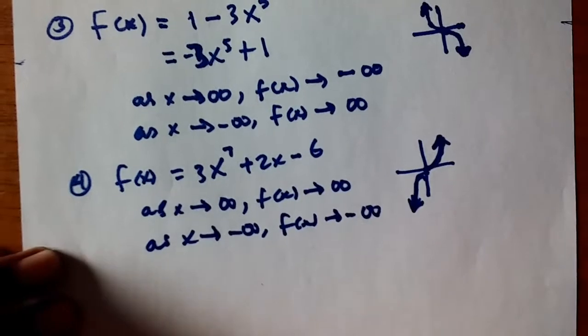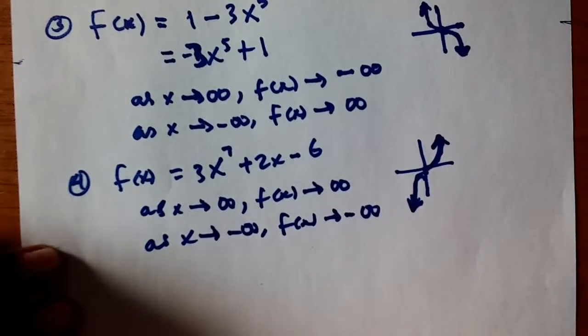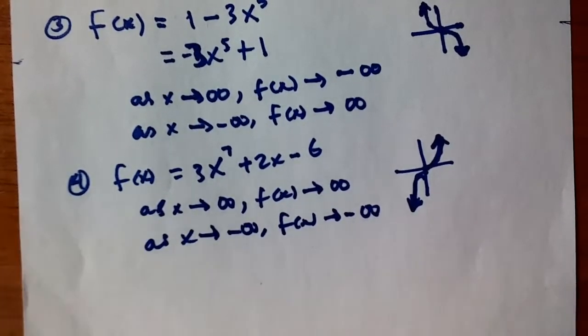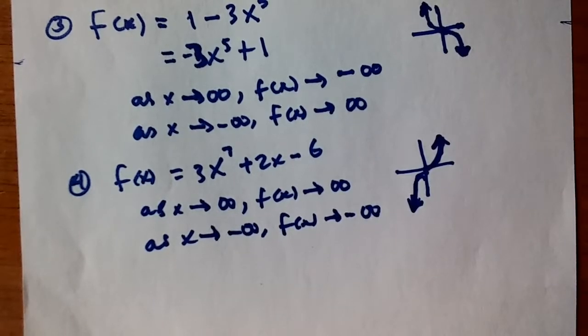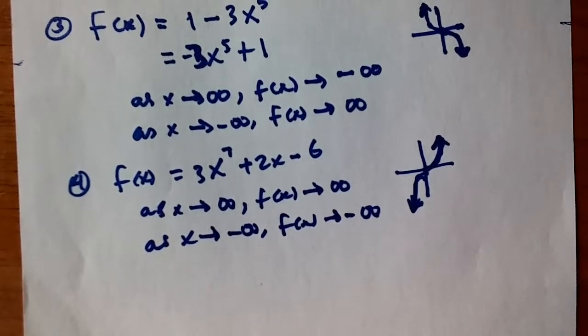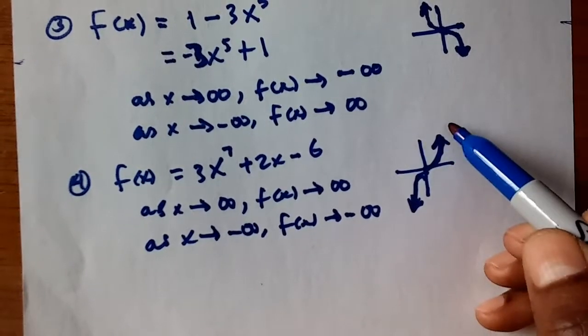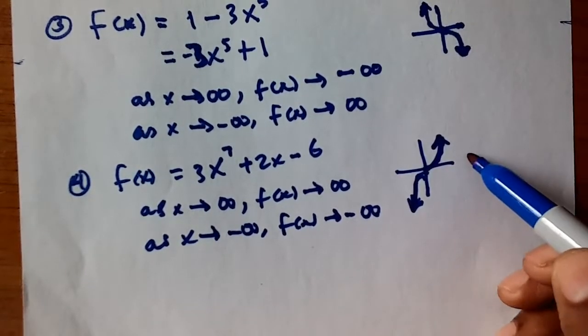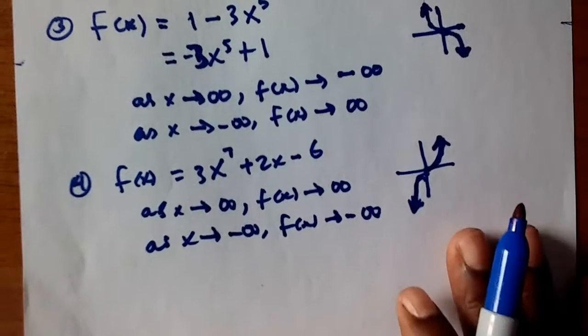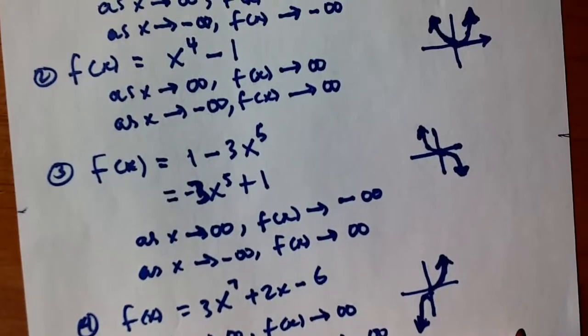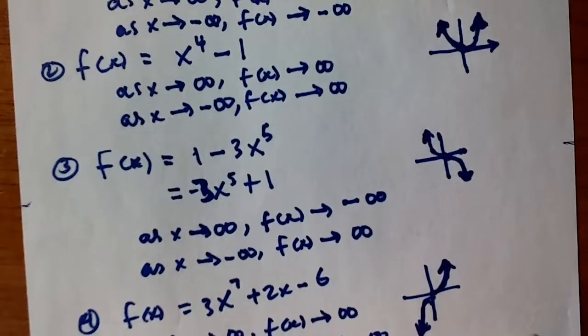So no matter what polynomial you're given to analyze the end behavior, you can always use these representative functions, either a cubic function or a quadratic function, to guide you to find what the end behavior will look like.